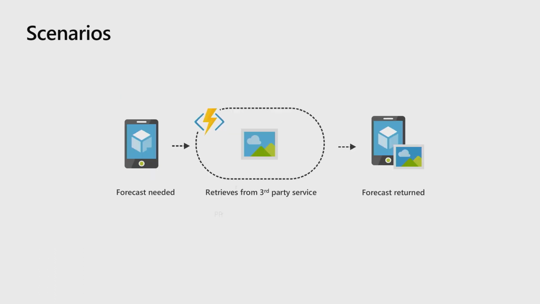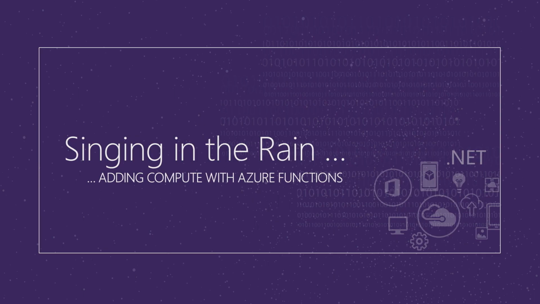Or our scenario that we're dealing with today is our mobile app. It needs a forecast. It sends off an HTTP GET request to a function. That function then is going to call off to a third-party weather service, get the data back, and then it's going to massage that data into a version that the app can deal with, send it back down to the app, and then the app displays the data. So let's see how we can use compute with Azure Functions and add that in to our mobile Xamarin application.